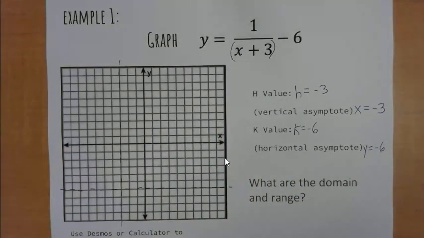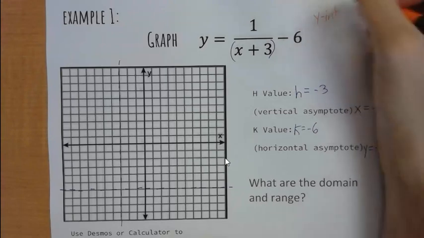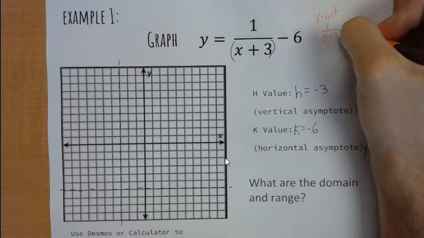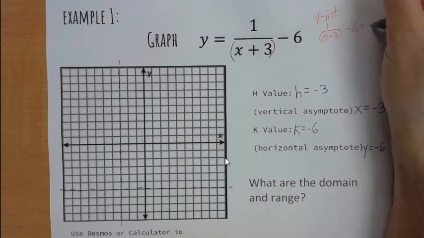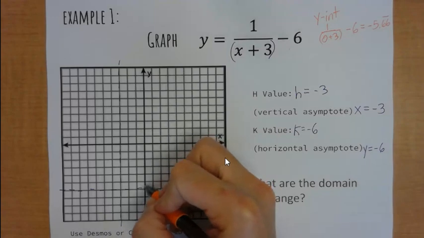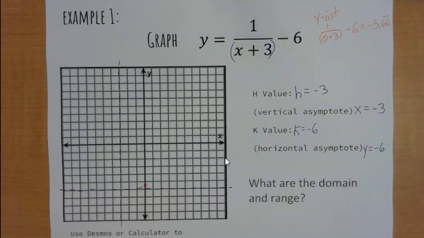And so now we can look at our y-intercept. So our y-intercept will be making x 0. So I have 1 over 0 plus 3, or 1/3, minus 6, equals negative 5.66, or negative 5 2/3. Now I could go to my y-axis and go to the point negative 5 2/3. So I have that orange point right there.